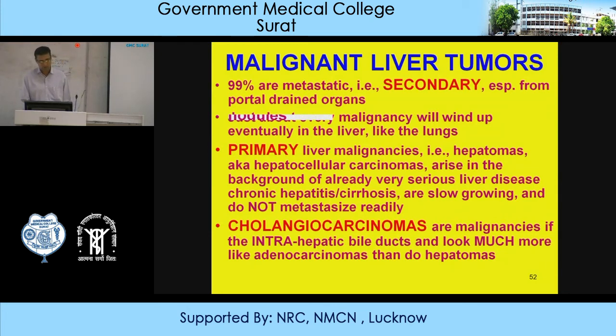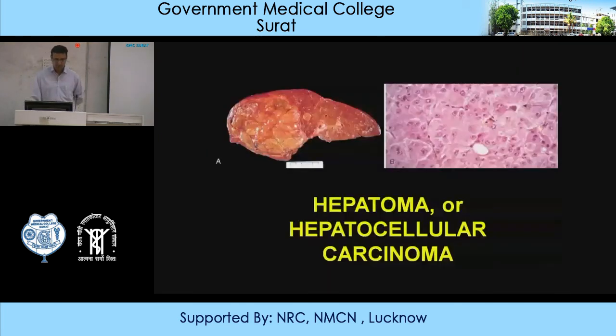Primary liver malignancy: hepatoma, or hepatocellular carcinoma, arises in the background of already very serious liver disease, chronic hepatitis, cirrhosis, is slow growing and does not metastasize readily. And the second one is cholangiocarcinoma, or malignancy of the intrahepatic bile ducts, which looks much more like adenocarcinoma than hepatocellular carcinoma does. Here there is a gross examination. This is a tumor of hepatoma, a nodular tumor, while in hepatocellular carcinoma there is pleomorphism of hepatocytes, increased N:C ratio, prominent nucleoli.